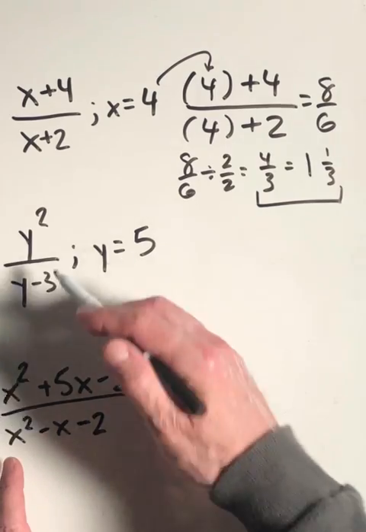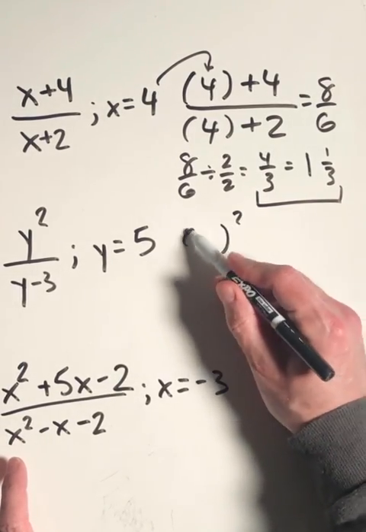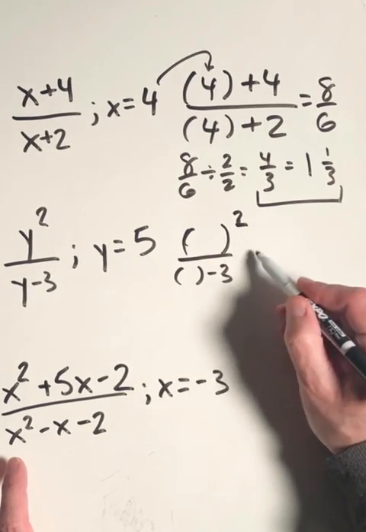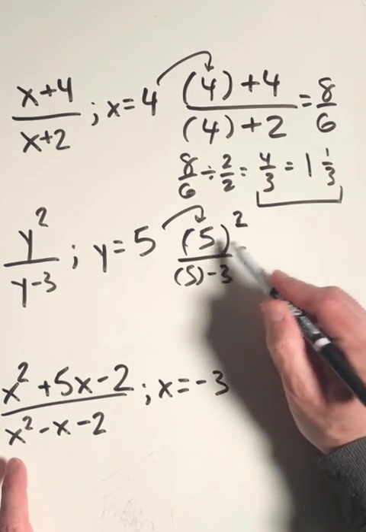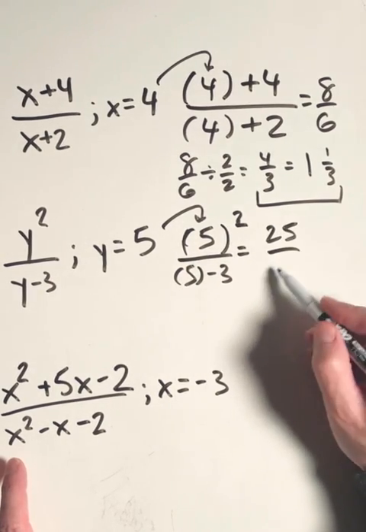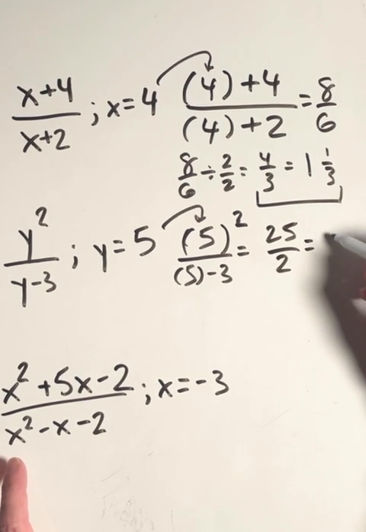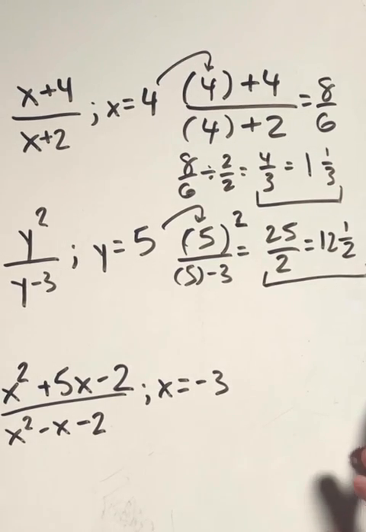Looking here, same thing, we have a variable equal to 5, so we're going to put parentheses where that variable belongs, and then plug in this number subsequently to those parentheses. So 5 squared would be 25, 5 minus 3 would be 2. This would be 25/2. If we wanted to look at it, we could say that it is 12 and 1/2. So either of these two would be an acceptable way to simplify this expression for y equal 5.